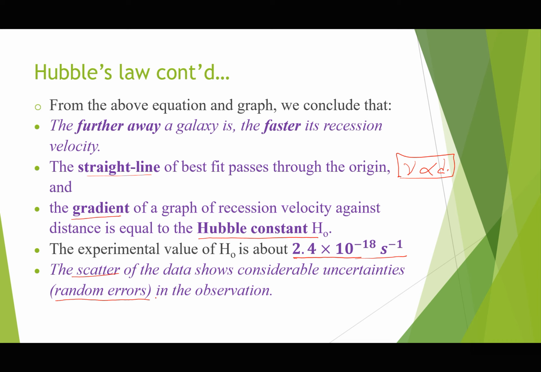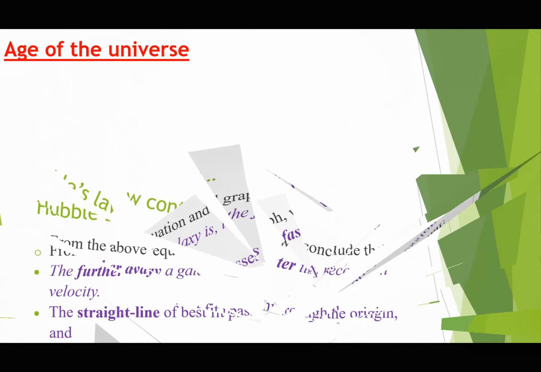Okay, so that is Hubble's law. The recessional speed of galaxies moving away from the Earth is directly proportional to their distance from the Earth. So having seen that the straight line goes through the origin, we should think about the beginning of everything. And this takes us back to the age of the universe.